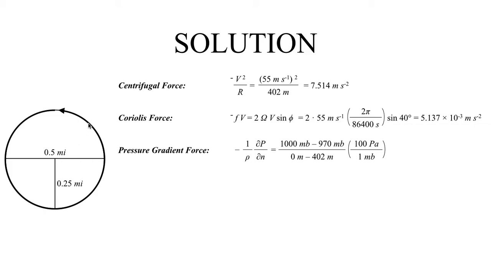So here at the brim of the tornado, your coordinate in the n-hat direction is 0, where your pressure is 1,000 millibars. So 1,000 millibars at 0 meters. And then at the center of it, that's where it's 402 meters in the direction of n-hat, where the pressure is 970 millibars.